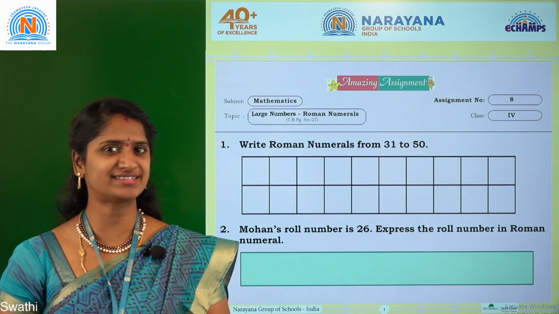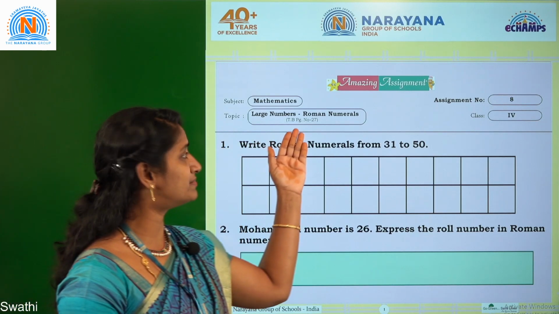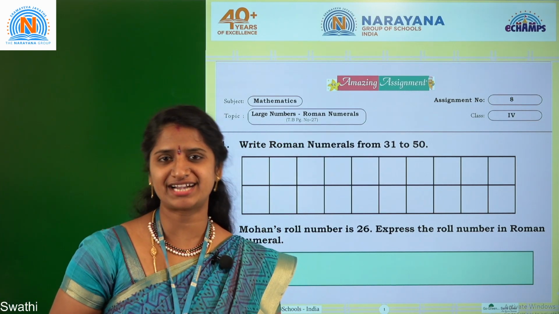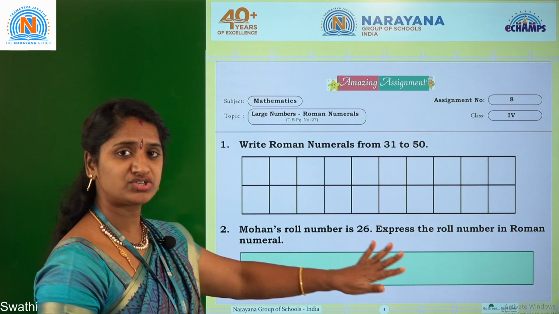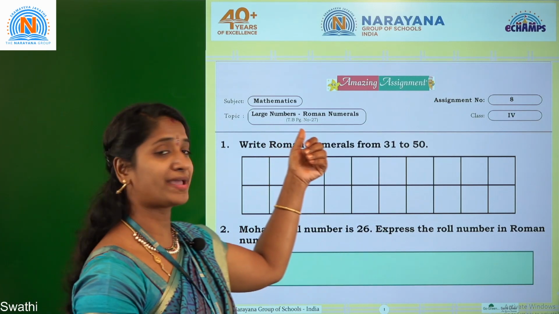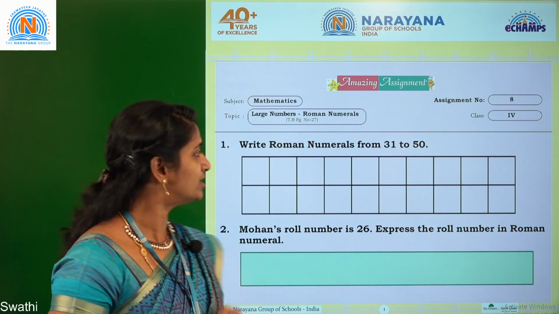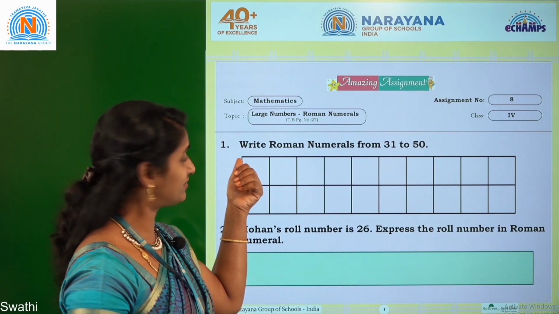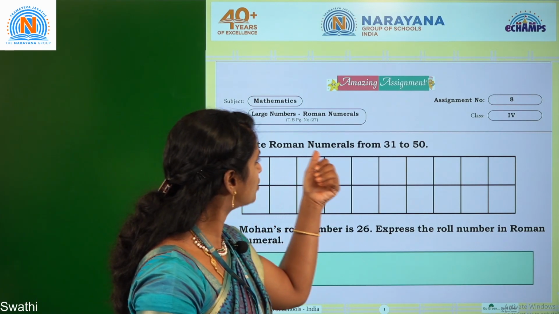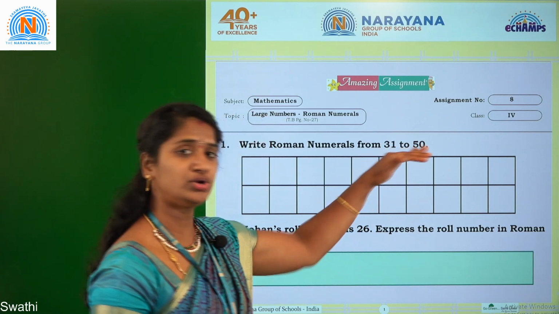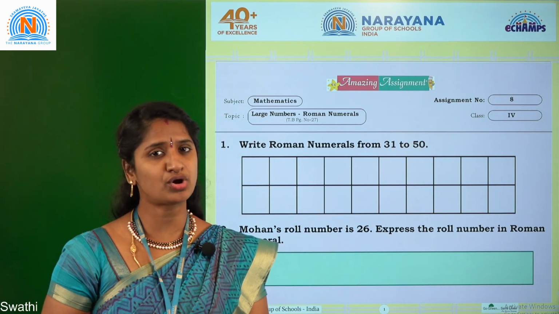Today's assignment is related to large numbers, Roman numerals. So let us start our assignment. These questions are available in the textbook, page number 27. Okay children, our first question is: write the Roman numerals from 31 to 50. Here we need to write the Roman numerals.